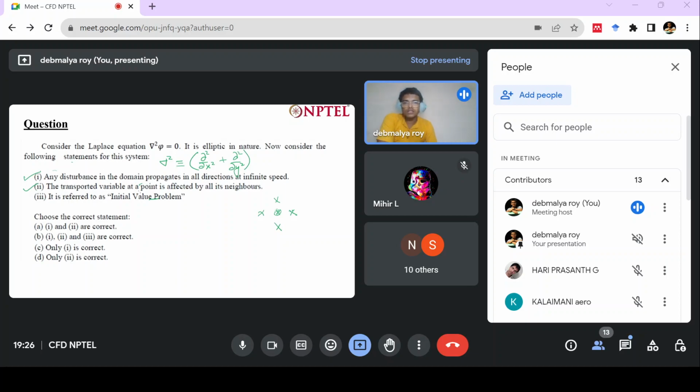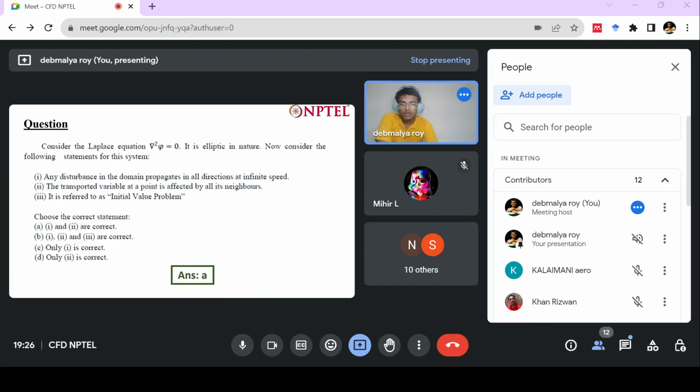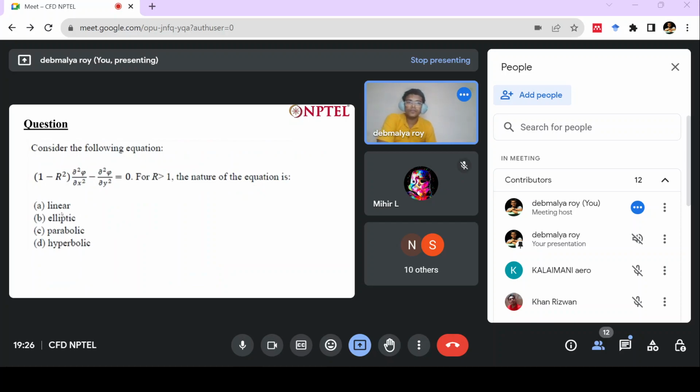Which equation is described by an initial value problem? Which kind of equation? Parabolic. Yes, parabolic equations are mostly described as initial value problems. So this statement here is not correct. So 1 and 2 are correct, and I will mark this one correct. All right, let's move to the next question.